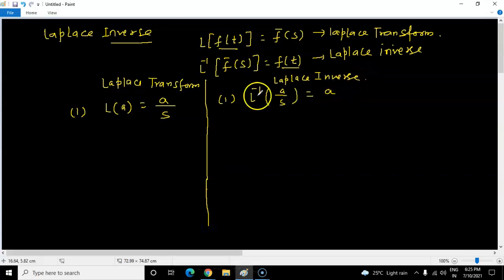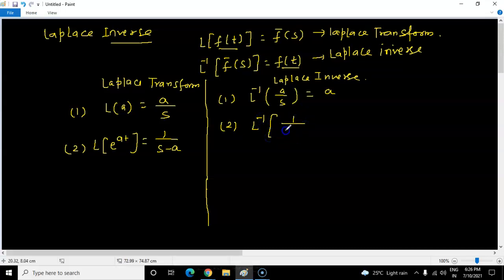Whatever formulas we have learned in the Laplace transforms become, in the reverse way, formulas of Laplace inverse. Like we know that Laplace of a is a by s. So Laplace inverse of this a by s now becomes a. Similarly, we know that Laplace of e to the power of at is equal to 1 upon s minus a. This one we have already studied in the last module. So Laplace inverse of 1 by s minus a, you can write as e to the power of at, just the opposite.